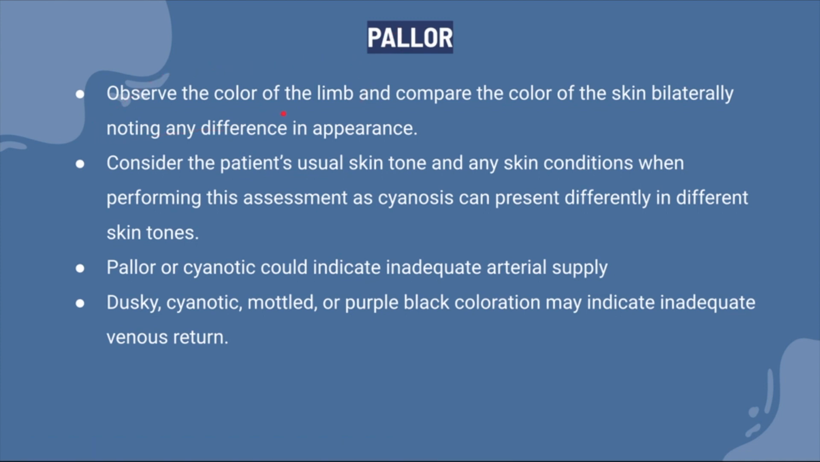Next would be pallor. Observe the color of the limb and compare the color of the skin bilaterally, noting any difference in appearance. Consider the patient's usual skin tone and any skin conditions when performing this assessment, as cyanosis can present differently in different skin tones. Pallor or cyanosis could indicate inadequate arterial supply, and dusky, cyanotic, mottled, or purple-black coloration may indicate inadequate venous return.